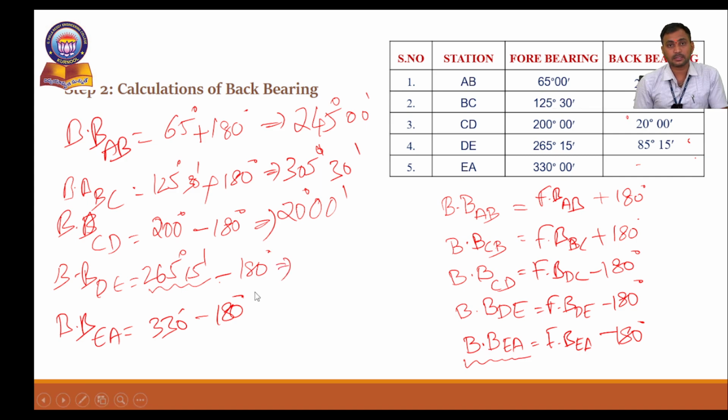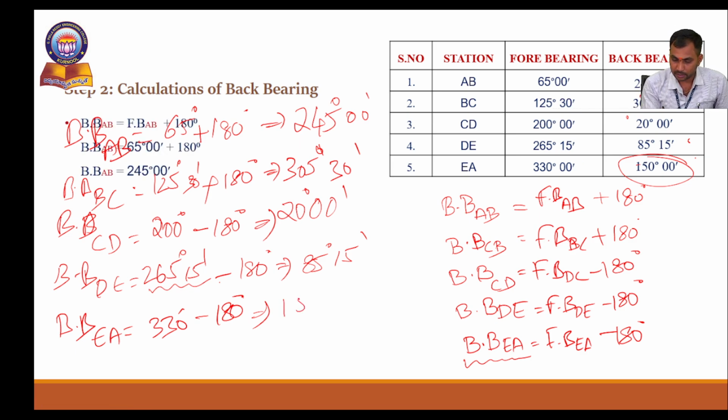So the back bearing of DE is 265 degrees 15 minutes minus 180 degrees, which means 85 degrees 15 minutes. Okay, right. And finally, the back bearing of EA is 330 degrees minus 180 degrees. What is the value we'll get here? Nothing but 150 degrees. Okay, now we have understood how we have to calculate the values here.